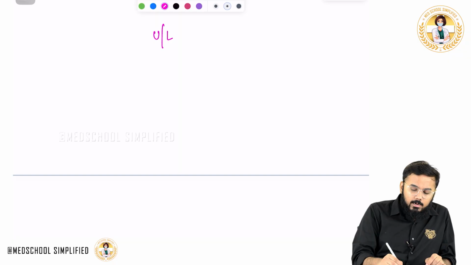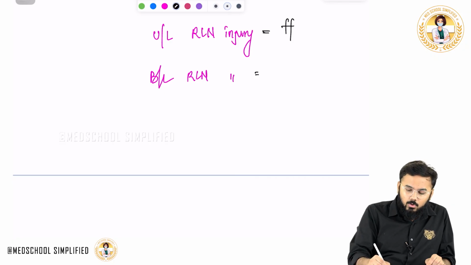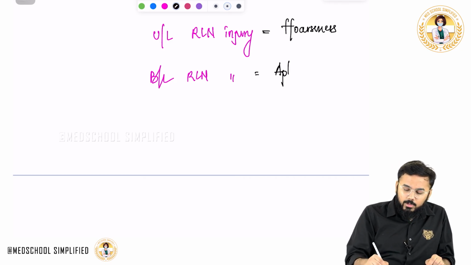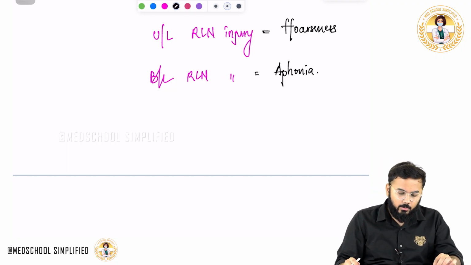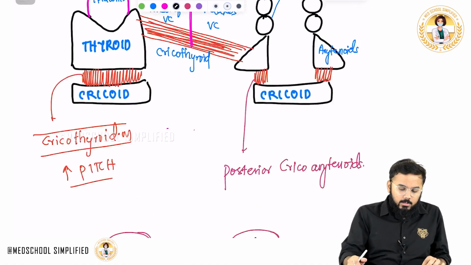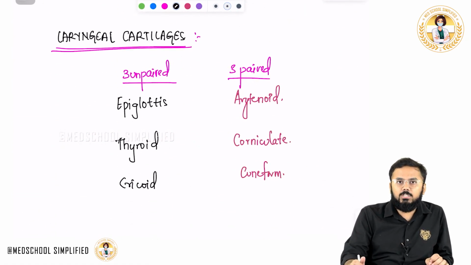So, unilateral recurrent laryngeal nerve injury and bilateral recurrent laryngeal nerve injury. Unilateral recurrent laryngeal nerve injury will lead to hoarseness of voice, whereas bilateral will lead to complete aphonia, no voice at all. Okay, so these are some of the very important things which you need to know regarding the laryngeal cartilages, guys.